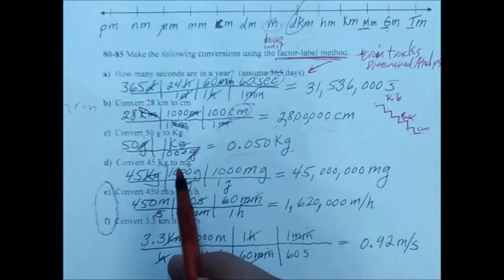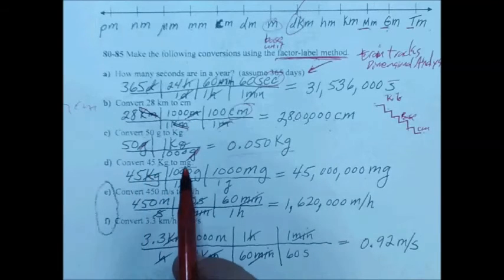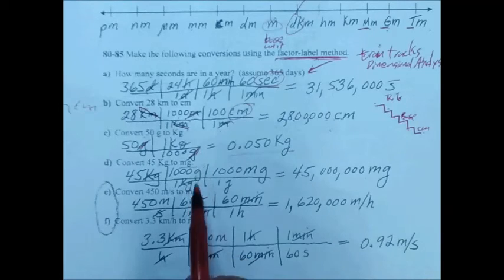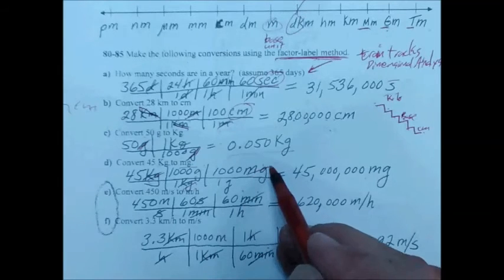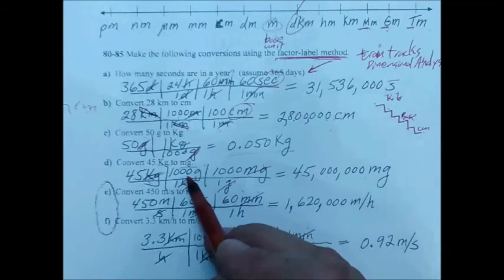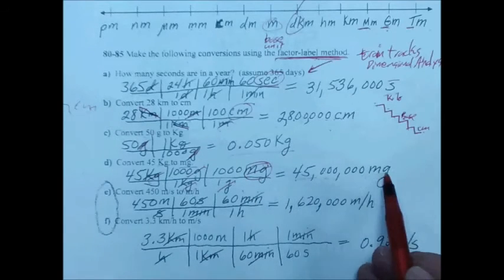45 kilograms to milligrams, so I'm going to go to the base unit first. 45 kilograms, there are 1,000 base units in a kilo unit, so 1,000 grams per kilogram, so kilograms cancel. Then there are 1,000 milligrams in a gram, so grams cancel with grams, and that leaves me with milligrams. So I have 45 million milligrams.